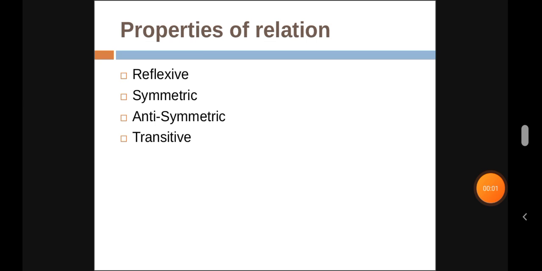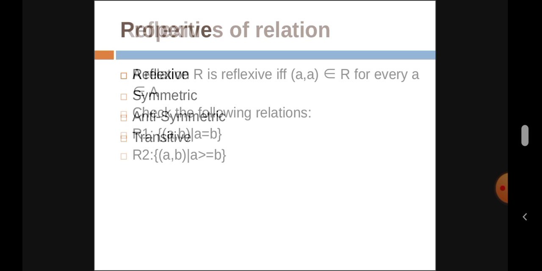And next we will see the properties of relations. There are different properties of relation: reflexive property, symmetric property, anti-symmetric property, and transitive property. And the first one is reflexive.